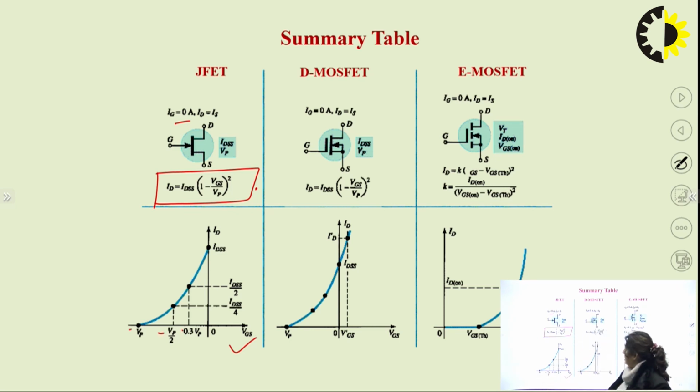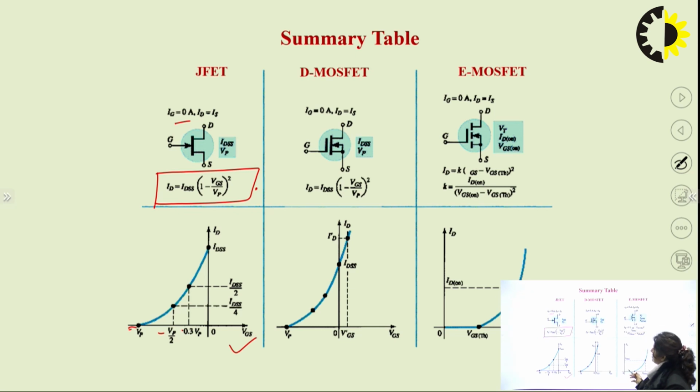What will happen? The current will keep on decaying. So at 0 it is IDSS, at minus 0.3 Vp it is IDSS by 2, at minus Vp by 2, or 0.5 Vp, it is IDSS by 4, and for VGS equivalent to minus Vp, it is again 0. So the current will keep on decreasing.